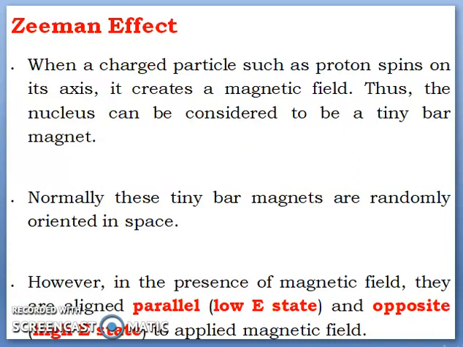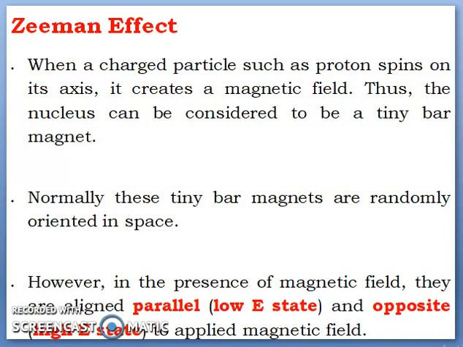Generally in the nucleus, protons and neutrons are there. Neutrons are not charged, whereas protons are charged. When a charged particle such as a proton spins on its axis, it creates a magnetic field, because the spinning of a charged particle will create a magnetic field. Thus, the nucleus can be considered as a tiny bar magnet. Normally, these tiny bar magnets are randomly oriented in space.